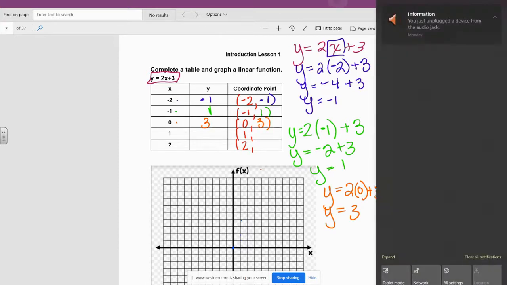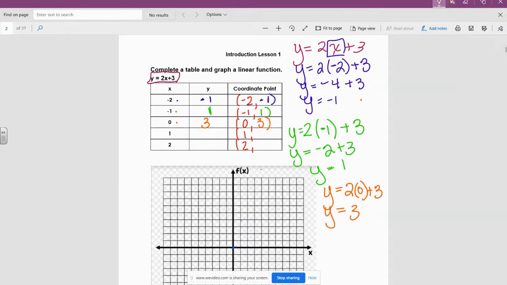Next equation, y equals 2. So instead of the x, now I'm going to put in a 1, plus 3. So 2 times 1 plus 3. Again, if you can't do it in your head, put it in a calculator. 2 times 1 is 2, plus 3 is 5. So it's y equals 5. So the point is 1 for my x, 5 for my y.